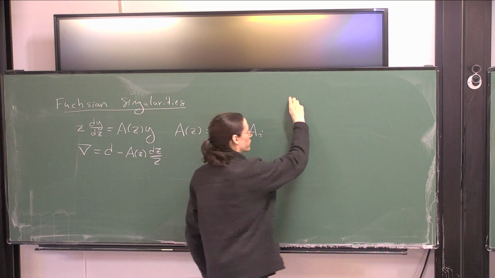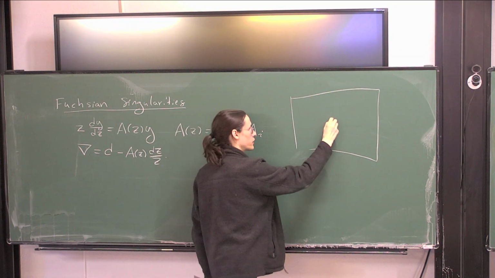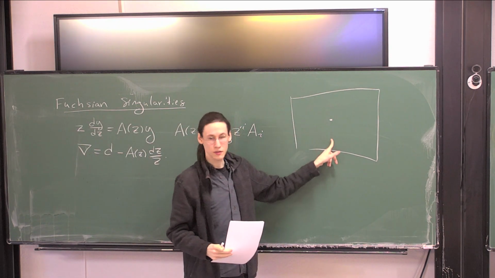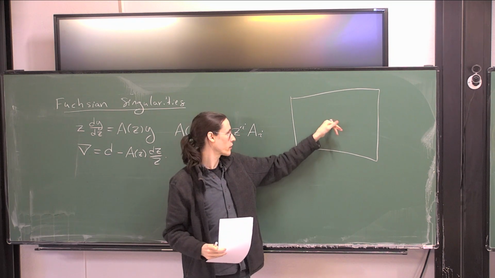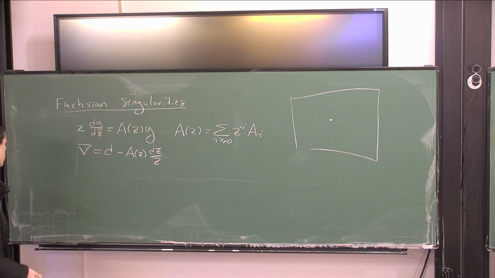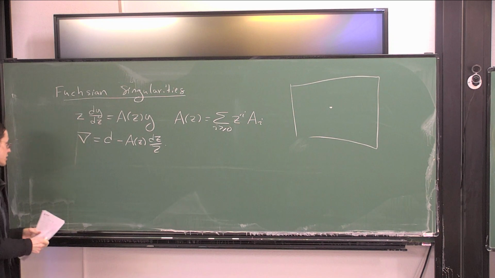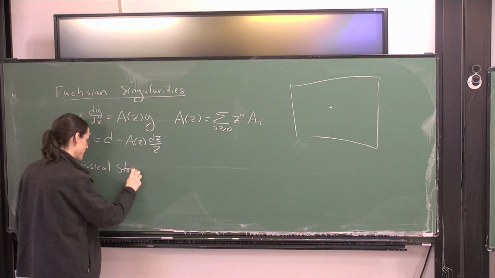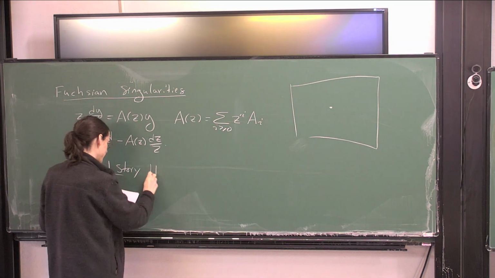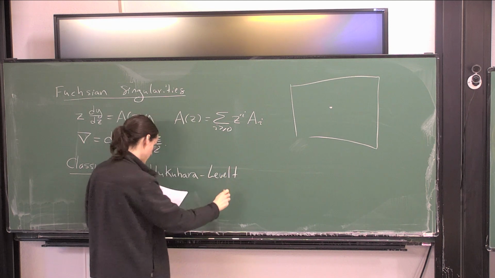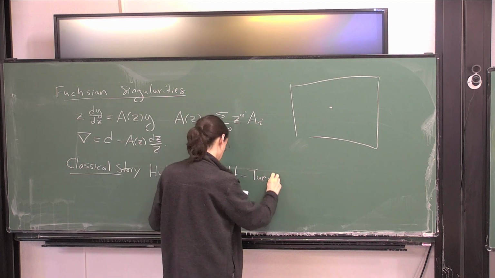So if you wrote the complex plane, you'd have a singularity here. The solutions to the equations will in general be multi-valued, and they could vanish here or have a pole, something like that. These have been studied for maybe over 100 years. And I just want to start by talking about some classical story, which is due to Fukuhara, Levelt, and Turrittin.